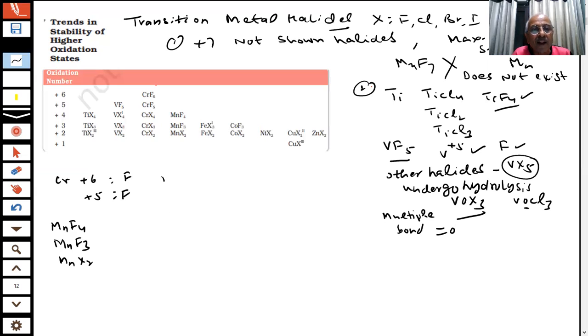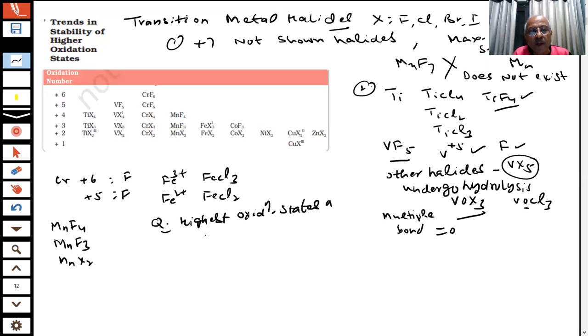For iron, what do you have? 3 plus and 2 plus. FeCl3 is known, FeCl2 is also known as per this. But Fe2 plus may be oxidized to Fe3 plus. These are the trihalides. The question was: the highest oxidation states are with fluorine.